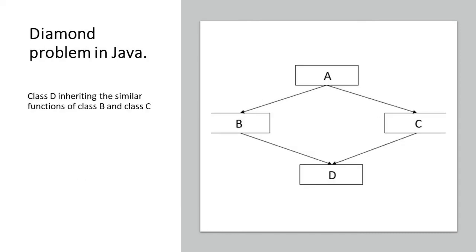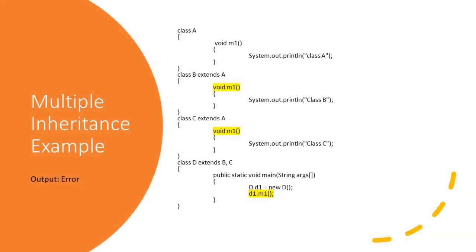This is the diamond problem, where class D, which is inheriting class B and class C, gets confused at runtime as to which class B or C function to run. Let us understand this with an example. This program will produce a compilation error.